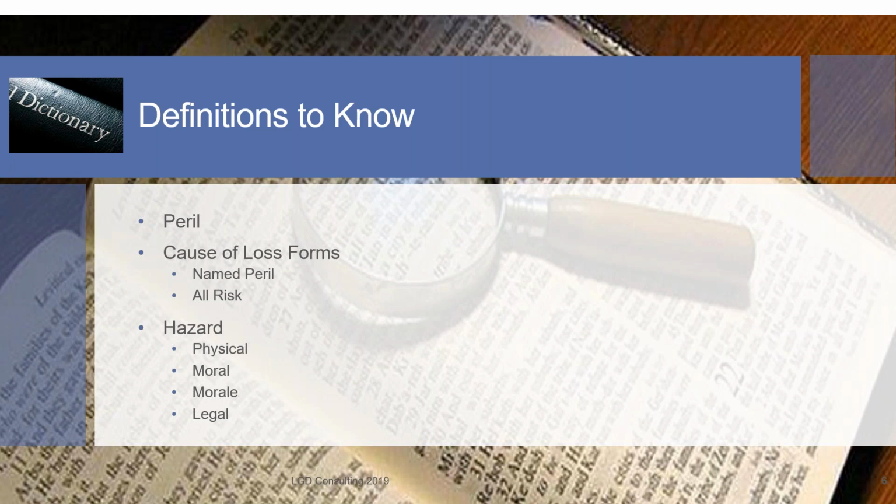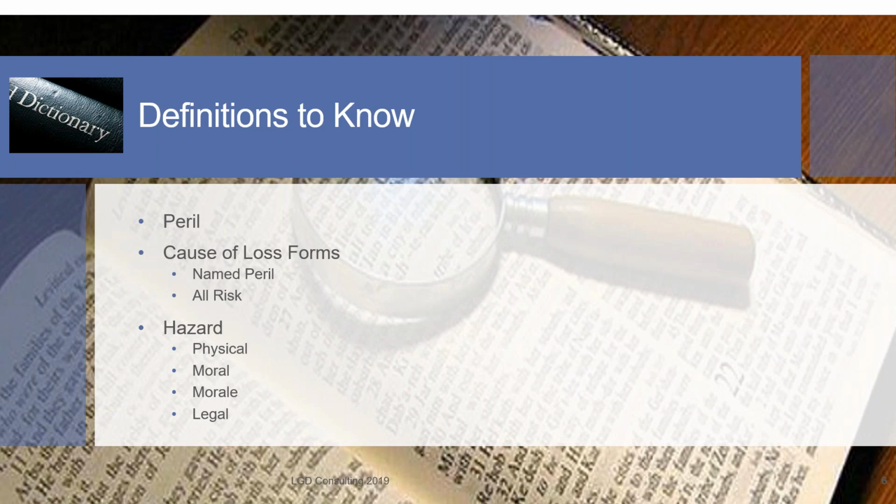So then we have causal loss forms. And the causal loss forms are basically basic, broad, special, earthquake, and a BOP standard form. But it's broken down into two general classifications: named peril forms, like basic, broad, and commercial property earthquake, and a BOP standard form. Those are all named peril forms. And then we have all risk or open peril or special form. Those are interchangeable.